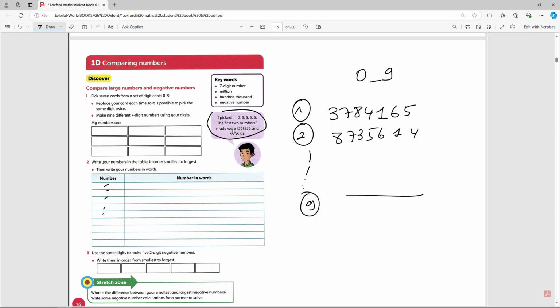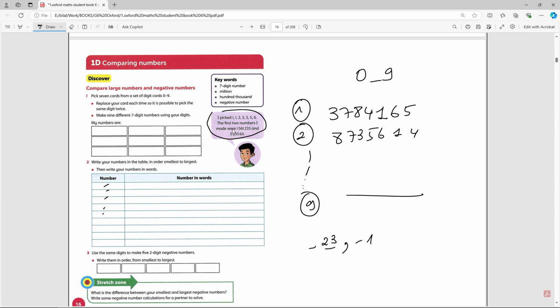Here use the same digits to make 5 2-digit negative numbers. Just use the same digits but different numbers. And then write them in order from smallest to largest. You're going to choose 5 numbers. I think make 5 2-digit negative numbers. So put, for example, negative 23. He said 2 digits, and then 5 of them.